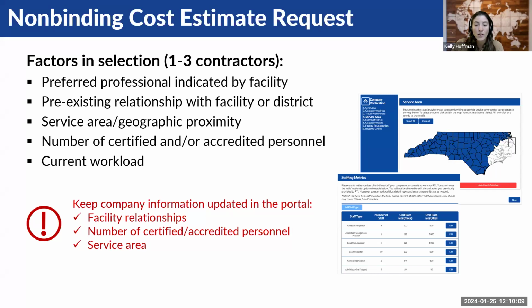After that, we will also be looking at the service area and geographic proximity, as well as the number of credentialed staff available to complete the job and current workload. So essentially, how many jobs you are working on compared to the number of people you have to do the work. For these reasons, please make sure to keep your company verification survey up to date with your facility relationships, your number of staff, your credentials, service area, etc., because these will impact your job requests. You will not be assigned facilities outside of your service area. That's the little map here, so make sure that is up to date.